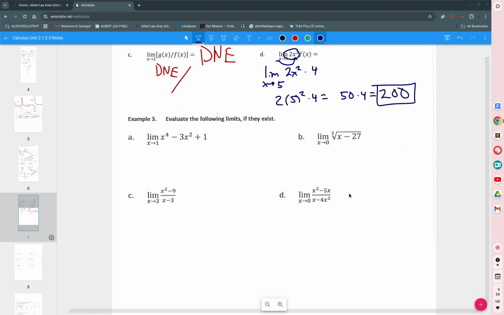Okay. Evaluate the following limits if they exist. Limit as x goes to 1 of x to the 4th minus 3x squared plus 1. It's a polynomial. Just plug in the 1. I have 1 minus 3 plus 1. That gives me -1. That's my limit.